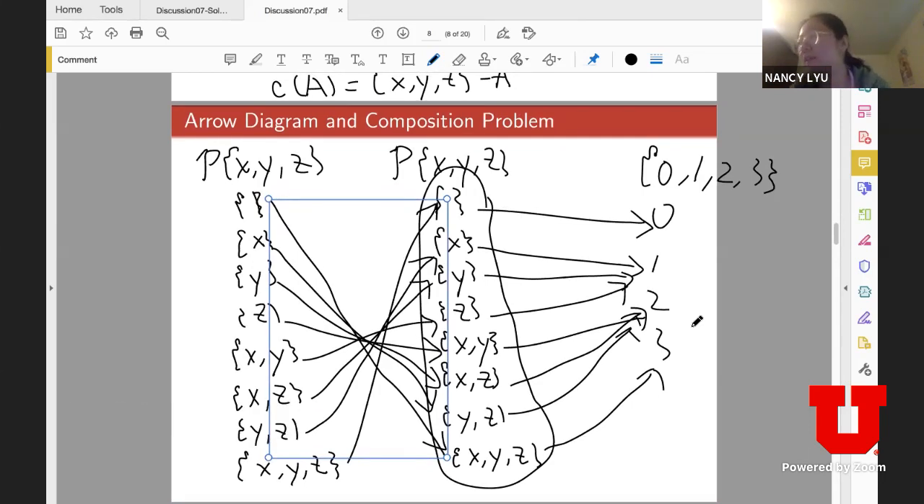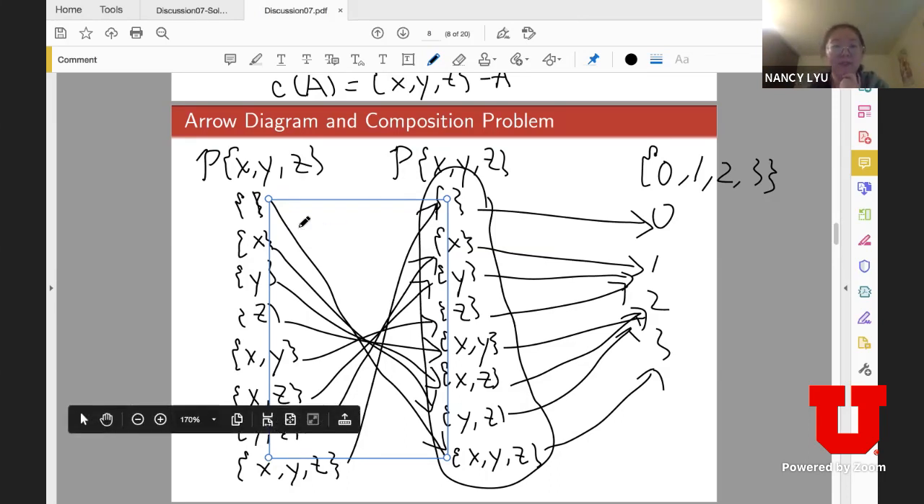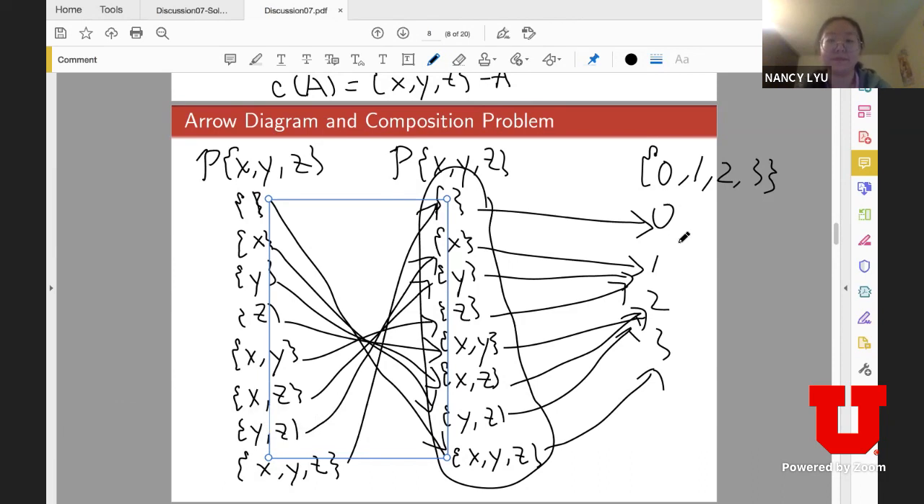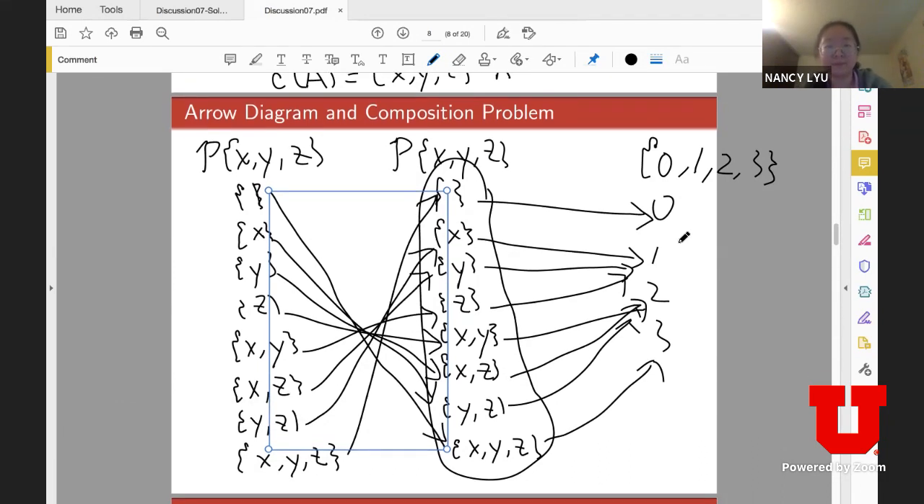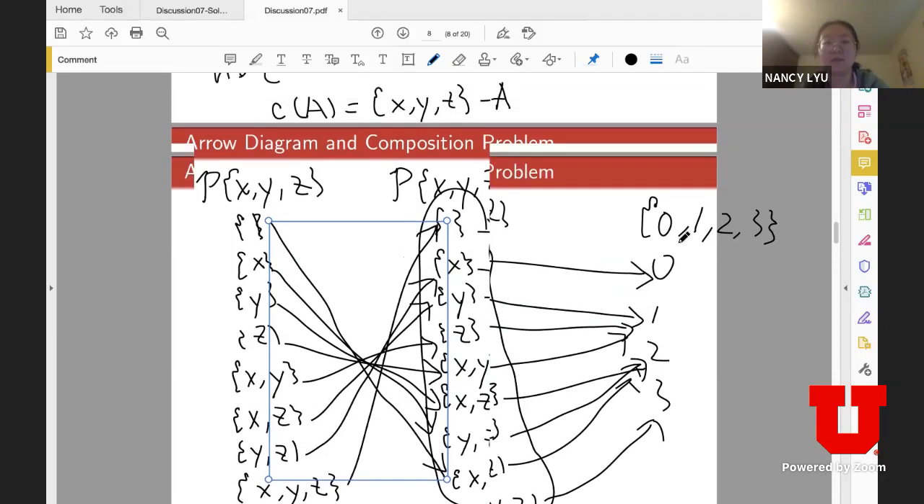And now we're done with the composition. We start from X, then we do XYZ minus X, which points us to YZ. Then you count how many elements are in the set YZ, which is 2. That's how the composition NC works. Any question about this problem?